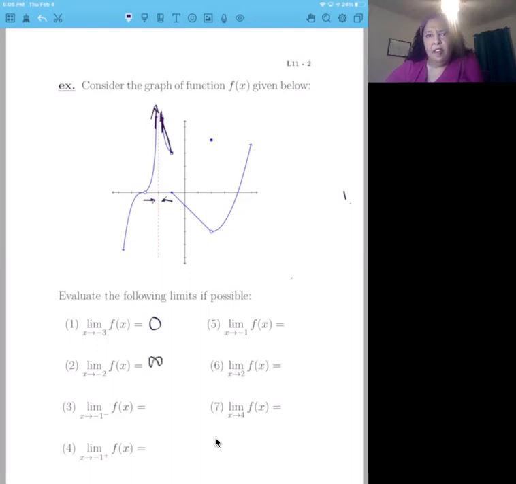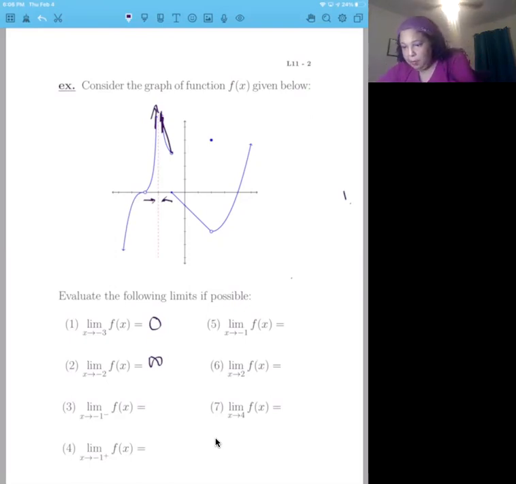Now, there's a lot of argument among some mathematicians if this limit really exists. A lot of people say that if there's an asymptote, it doesn't exist. But in our textbook, they're saying if they both go to the same infinity, positive infinity, or both to negative infinity, then the limit is infinity.